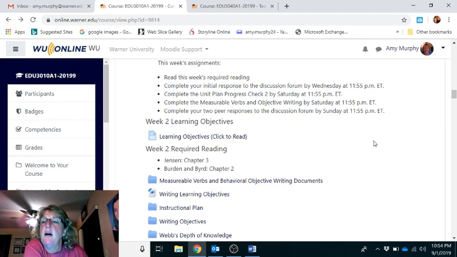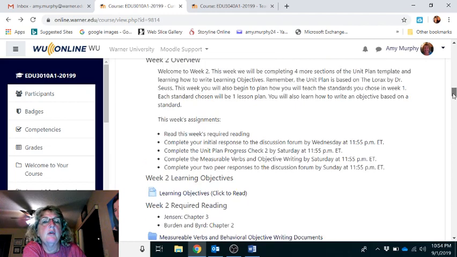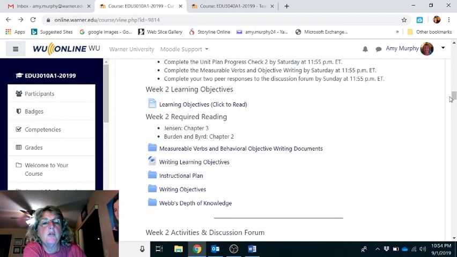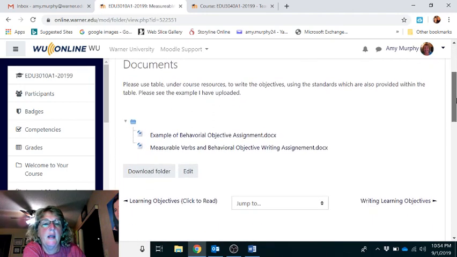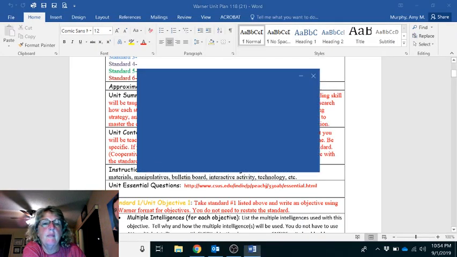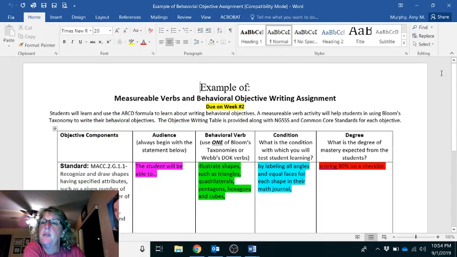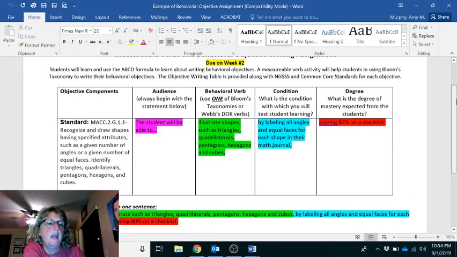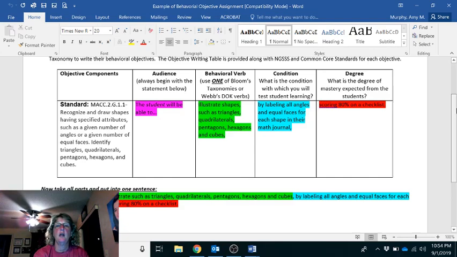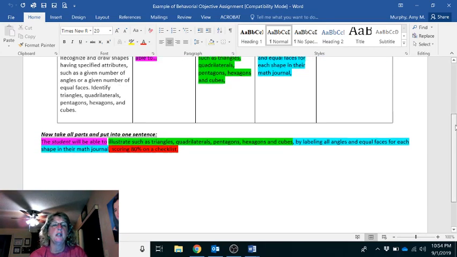So this week you have two large assignments due. One is the measurable verbs objective writing documents. So please go to week 2, scroll down to this document, open it, and this one gives you an example of the objectives and what they should look like. Please make sure you look this over. It saves both of you and I a great deal of time when you look at the samples.